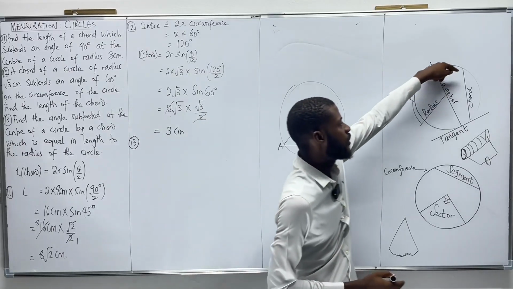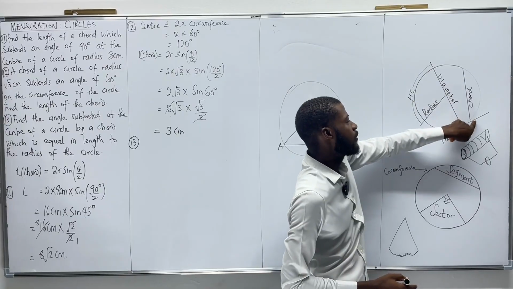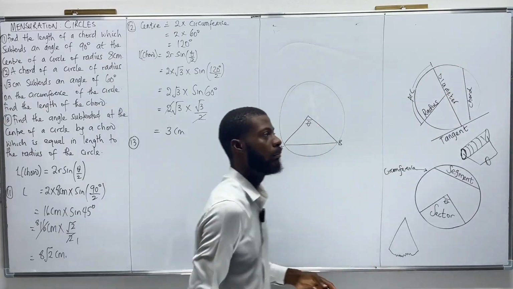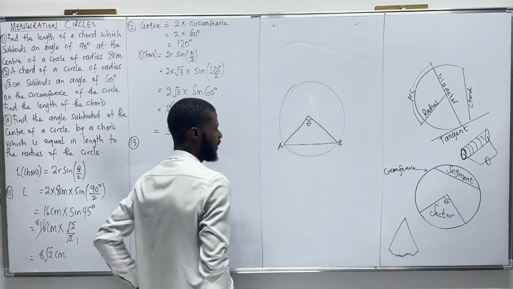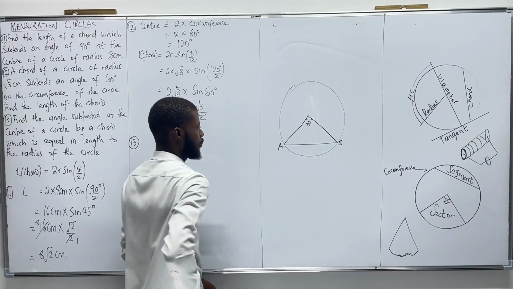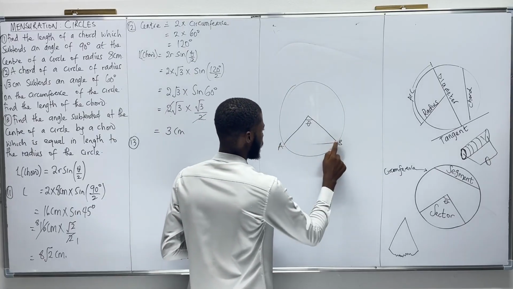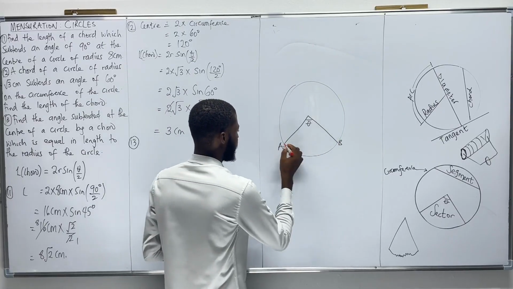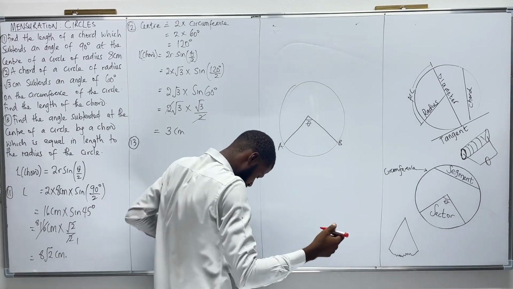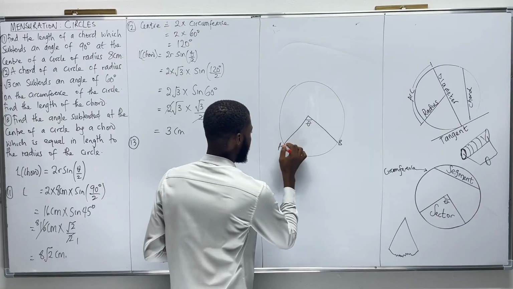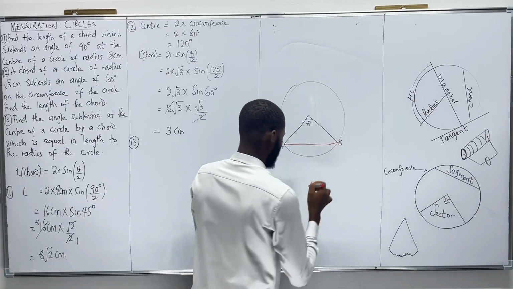Remember I told you a chord is just a line touching two points on a circle, but it does not divide the circle into two equal parts. So this is the chord. Let me even use a red marker to denote it. So a red marker to show that this is the chord. I hate this marker.